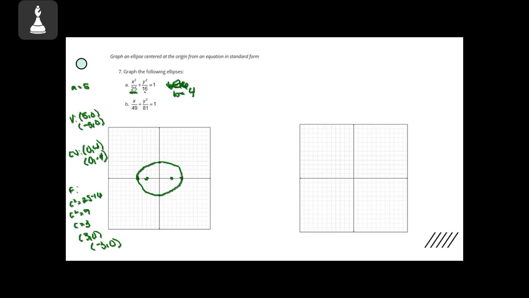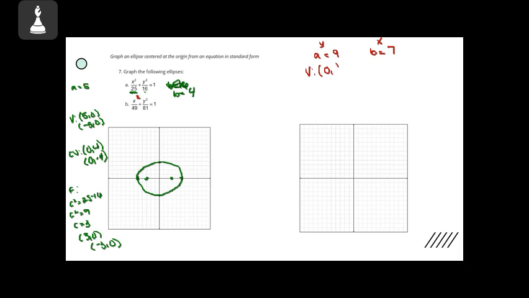For b, that should say x squared. I'm sorry about that typo. X squared over 49 plus y squared over 81 equals 1. So a squared is always the larger number. In this case is 81. Square root of that is 9. And then b squared is 49, so square root of that is 7. This is on the y. This is on the x. So our vertices are going to be 0, 9, 0, -9, y coordinates.